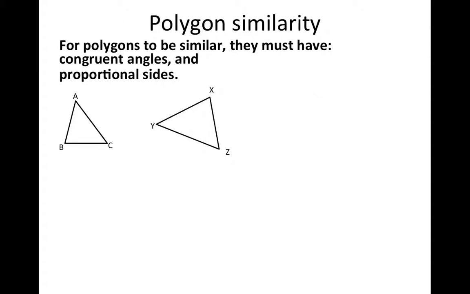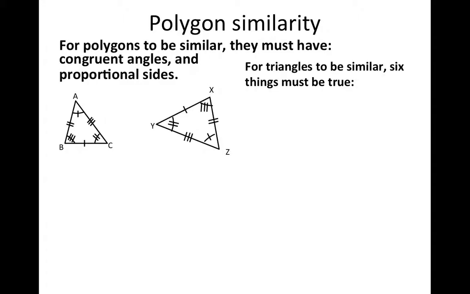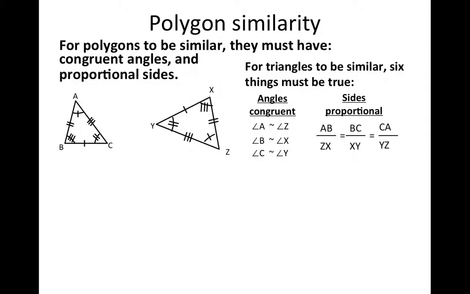Additionally, they also have to have proportional sides. So the ratio of AB to ZX is going to be the same as the ratio of BC to XY, and that's going to be the same as the ratio of CA to YZ. So for a triangle to be similar, all 6 of these things must be true. It must have congruent angles, that is, their measures must be the same, and proportional sides, that is, the ratio of the sides has to be the same.